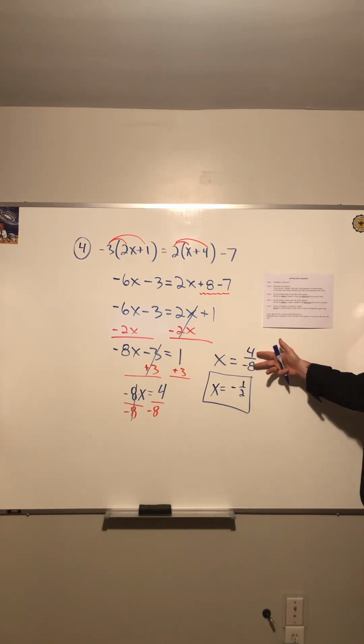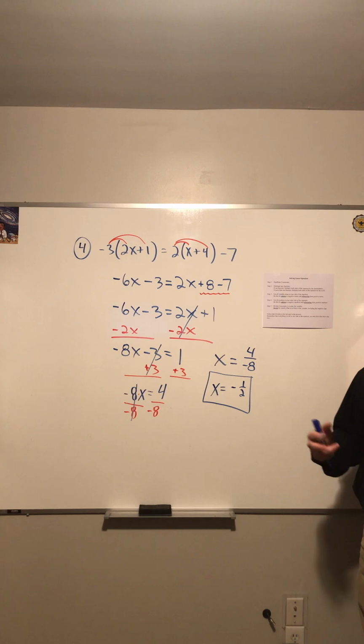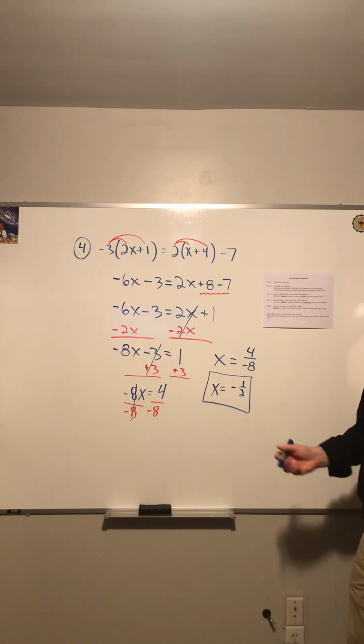So generally though, you do want to simplify. 4 over negative 8 is just better to write as negative 1/2. Makes more sense, right? If you're talking about a half of something, you don't want to say 4/8 of something.